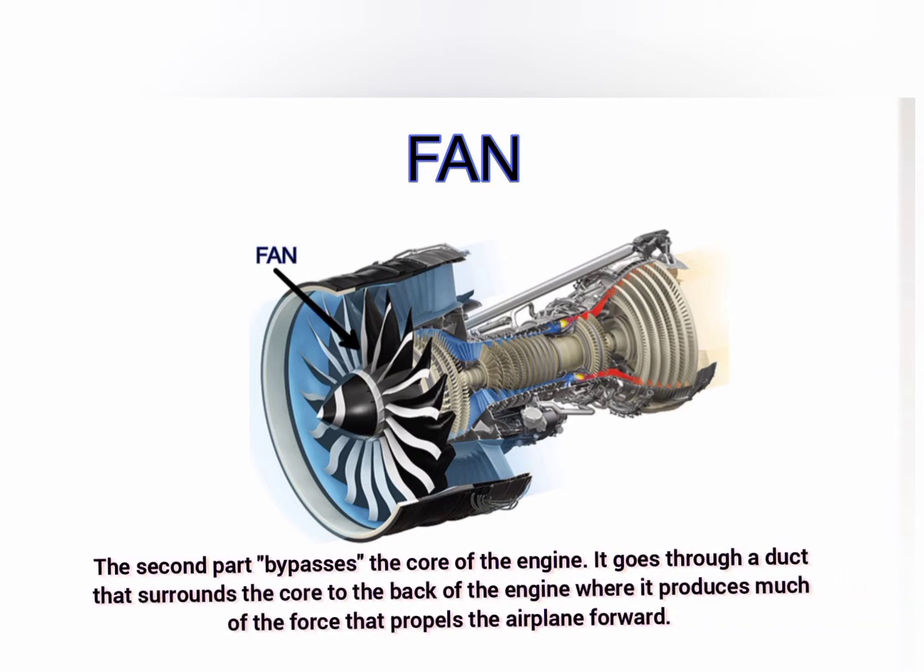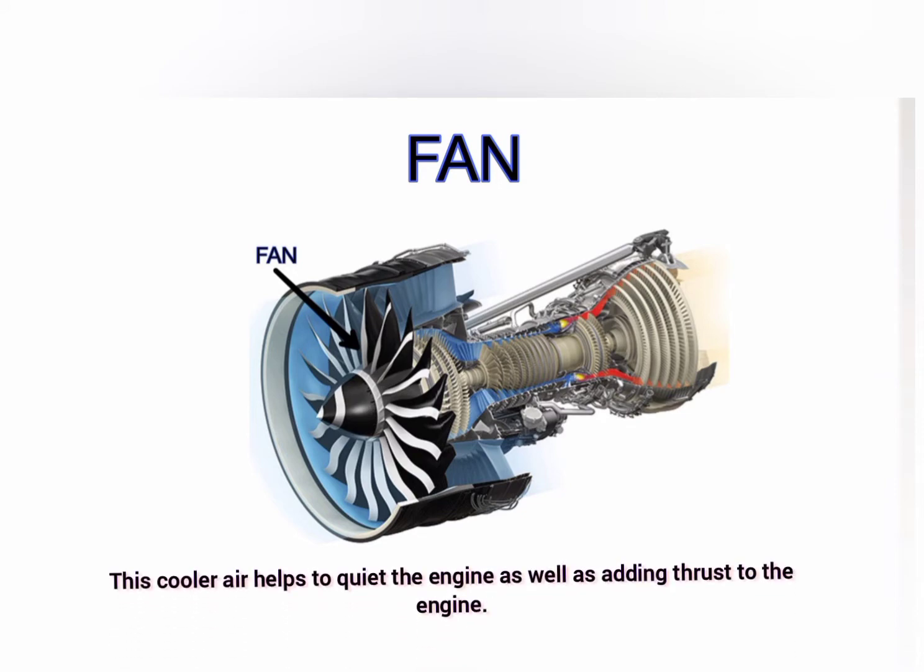It goes through a duct that surrounds the core to the back of the engine where it produces much of the force that propels the airplane forward. This cooler air helps to quiet the engine as well as adding thrust to the engine.